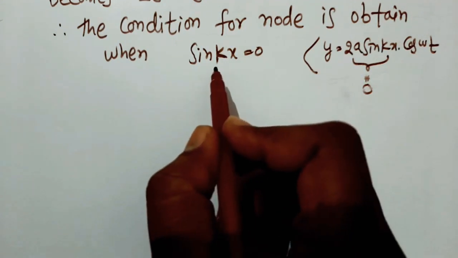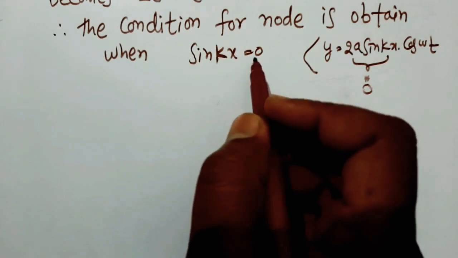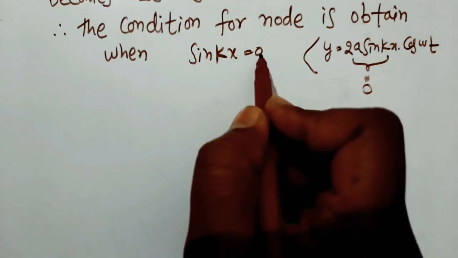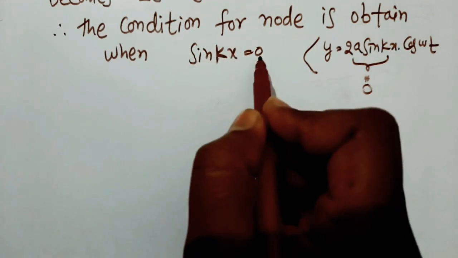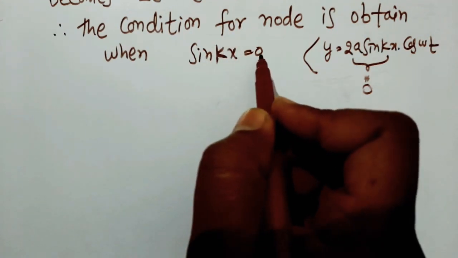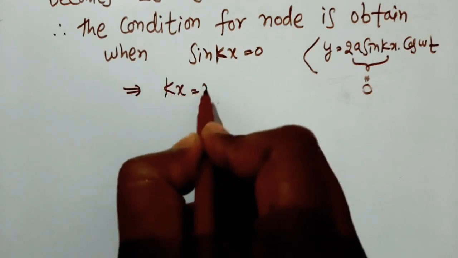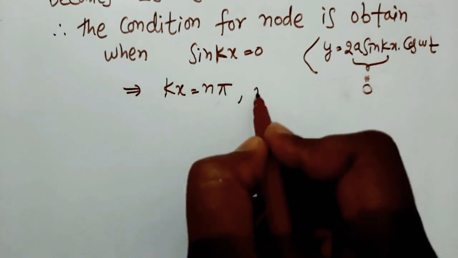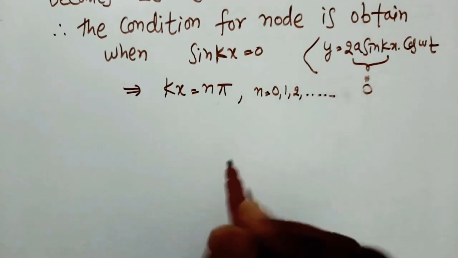For which kx values does sin kx become 0? If kx is equal to 0, sin 0 is 0. If kx is equal to pi, sin pi is 0. If kx is equal to 2 pi, sin 2 pi is 0. That is, for kx equal to n pi, sin kx becomes 0, where n is 0, 1, 2, and so on.